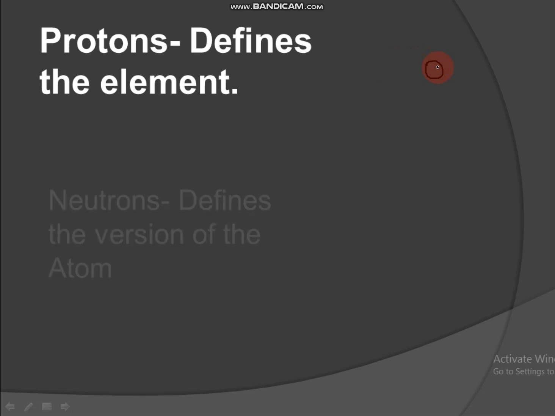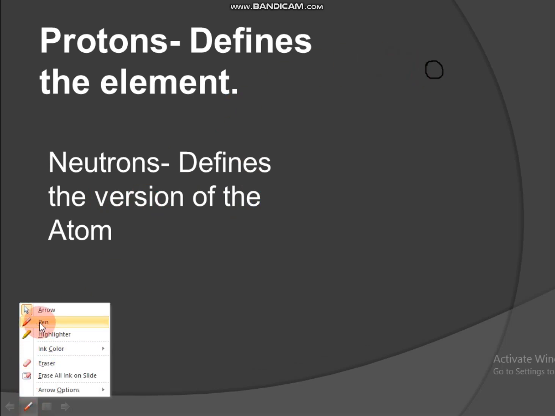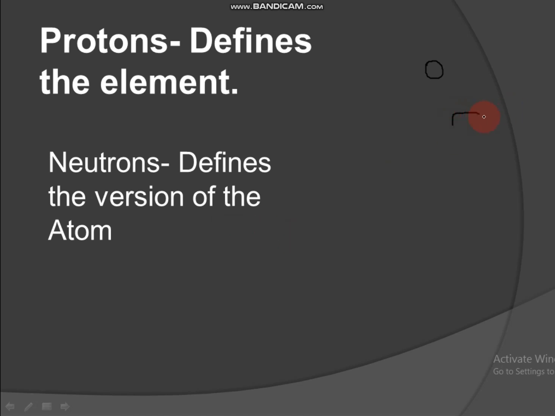Next come neutrons. Neutrons define the version of the atom. So let's assume that this is the nucleus of the atom. And what is the nucleus? Protons plus neutrons make up the nucleus. So here is the nucleus. In the nucleus there are some protons right over here, and there are some neutrons. So there are different versions of an atom.